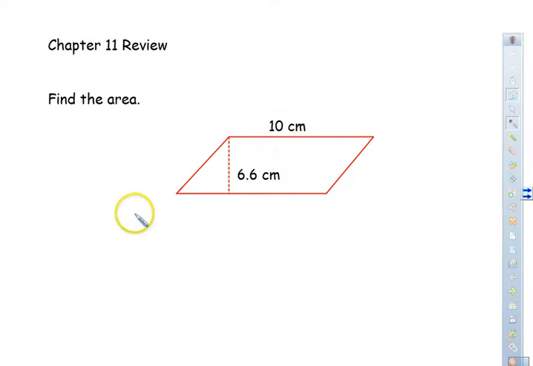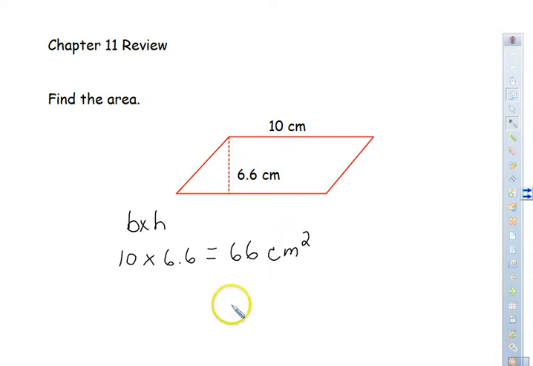Alright, the very first thing we need to do is write the formula, base times height, because it is a parallelogram, and we're going to simply plug those in. My base is going to be 10 times my height, which is 6.6, and we simply plug it in the calculator and solve, and you're going to find that you end up getting 66, and it is square centimeters for the actual answer. So again, base times height, plug it in, plug that in your calculator, and solve: 66 square centimeters.